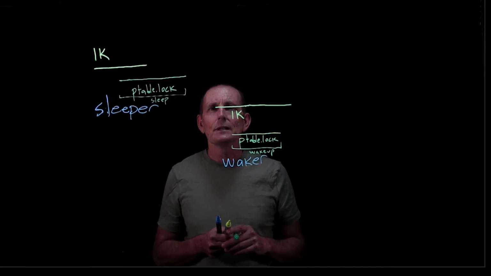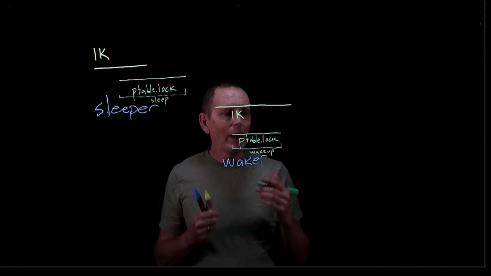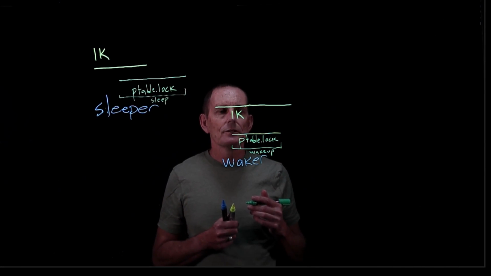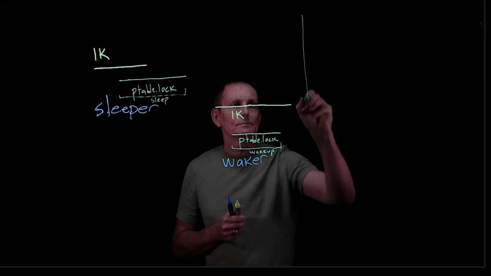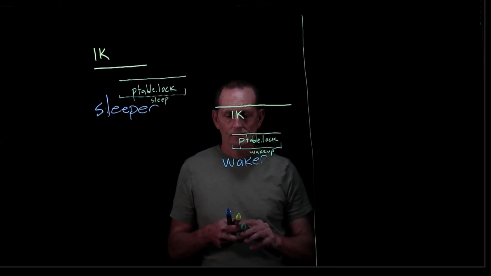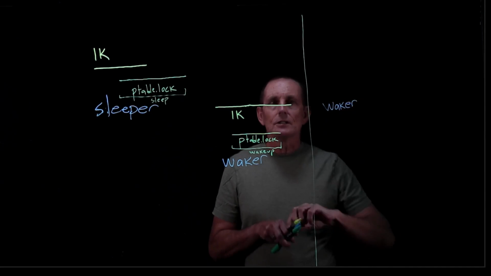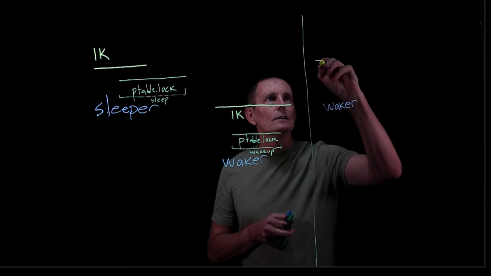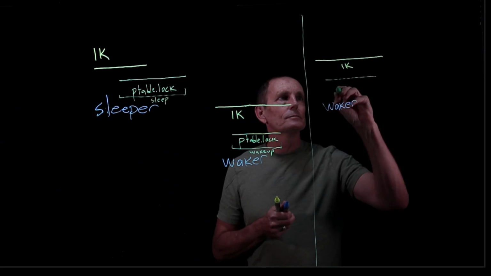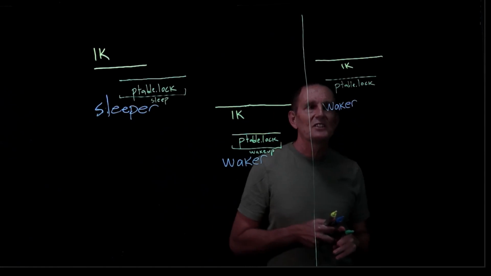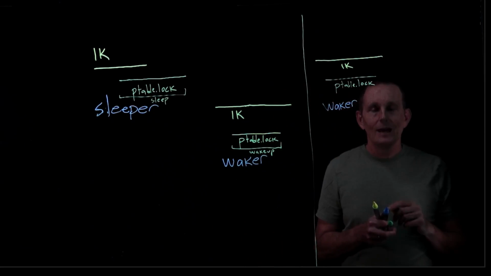Now there's another possibility, right? The other possibility is the waker runs first. So let's look at that case. So the waker runs first. The waker runs first, and it goes ahead, of course, and gets the lock, and as part of calling wake, calls p-table lock. But the sleeper has not issued a sleep request yet. So therefore, there's nothing to wake up.